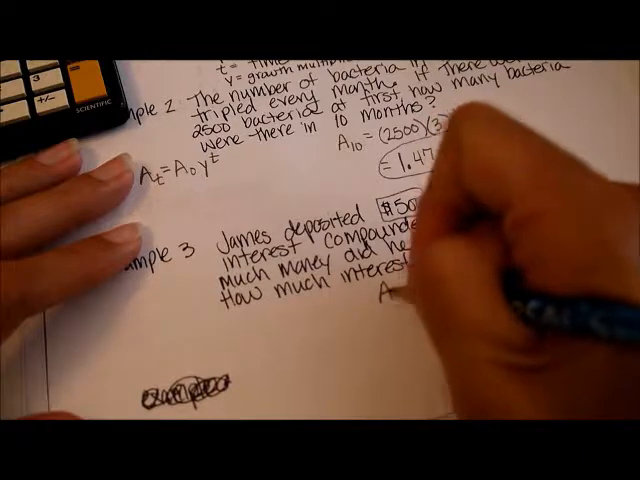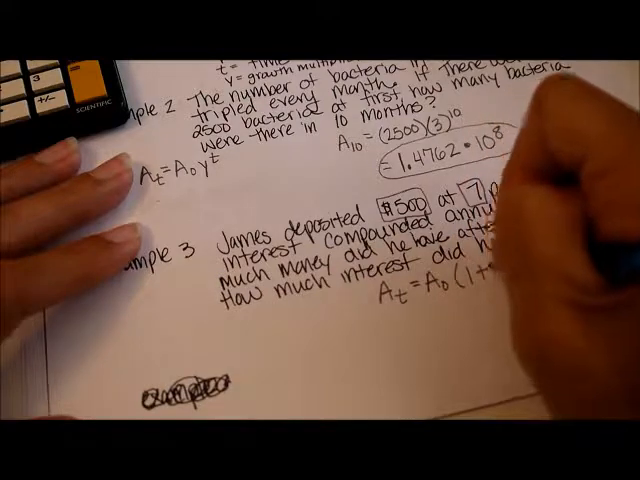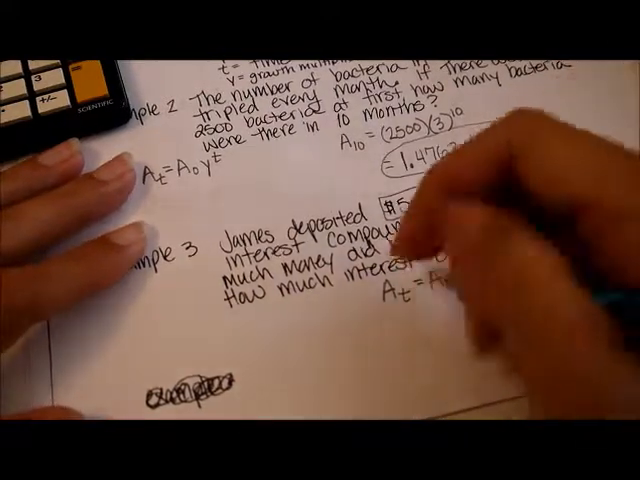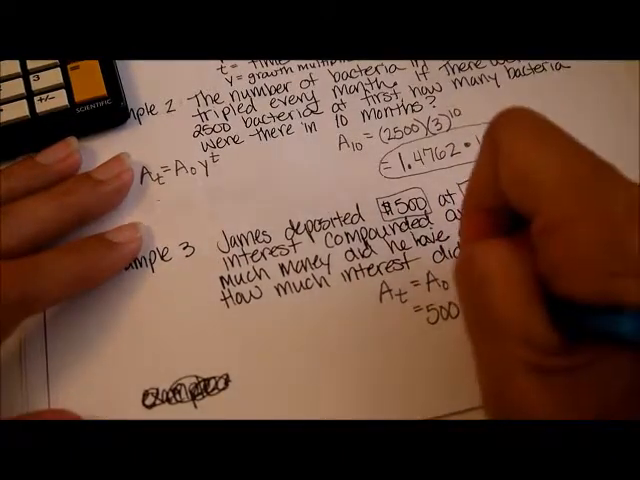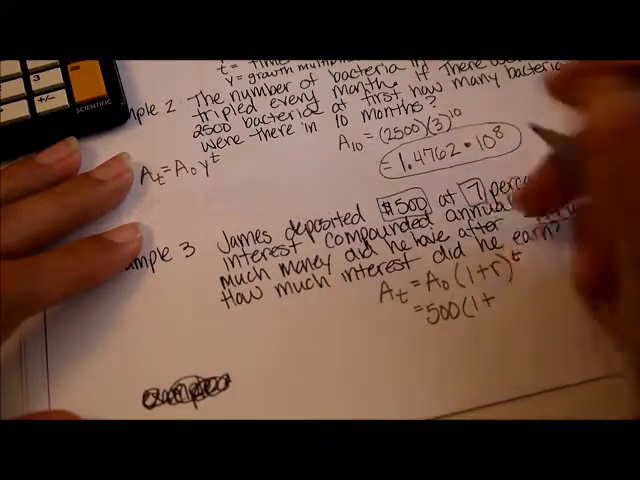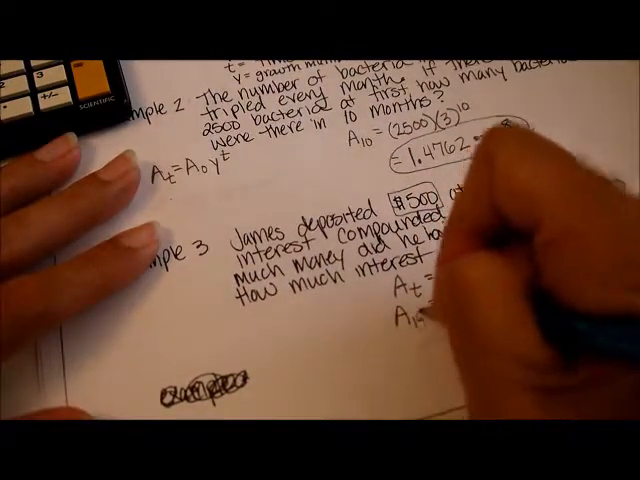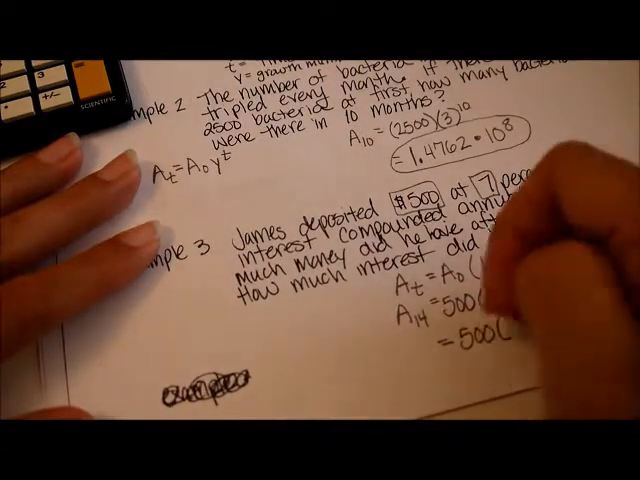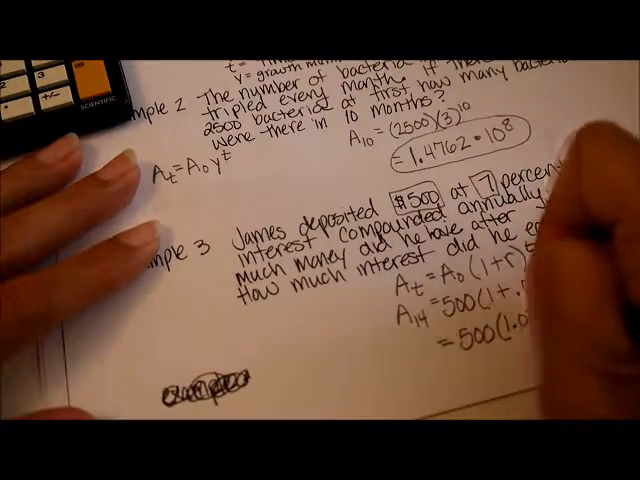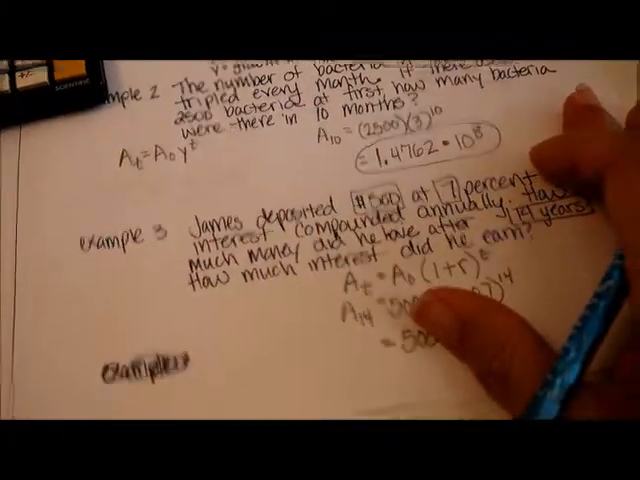Remember, the amount after a certain time is the amount you start with, times 1 plus your rate, to the t. So let's plug in the amount James started with, 500. Then 1 plus, now 7% is 0.07, to the 14 years. So I could write A of 14. Now I'm going to simplify these parentheses: 1 plus 0.07 is 1.07.